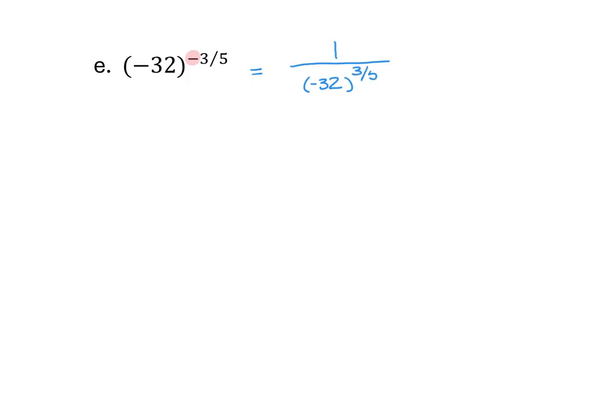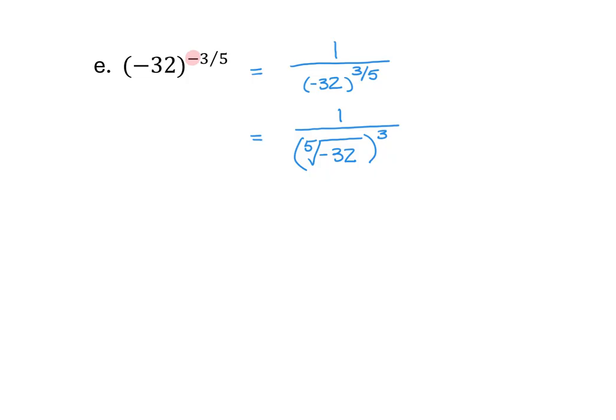When we move it to the bottom, the exponent becomes positive. Okay, now we're going to go ahead and rewrite in radical notation. So the denominator of the exponent becomes my index. This is going to be a 5th root. We have our negative 32. And the numerator of our exponent is just going to stay a regular exponent.